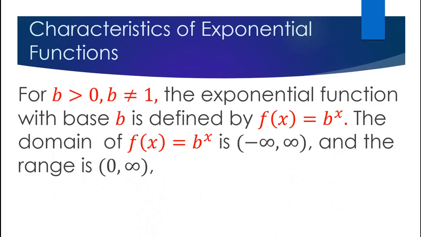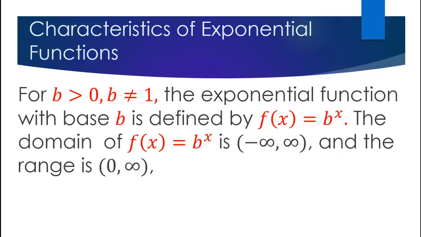For b greater than 0 and b not equal to 1, the exponential function with base b is defined by f of x equals b to the x. The domain of f of x equals b to the x is negative infinity to positive infinity, and the range is from 0 to positive infinity. Yung domain natin, the negative infinity to positive infinity, means that the curve of the exponential function is moving to the left and right of the xy plane infinitely. While the range 0 to positive infinity means that the curve is increasing and it will not pass through the x-axis.